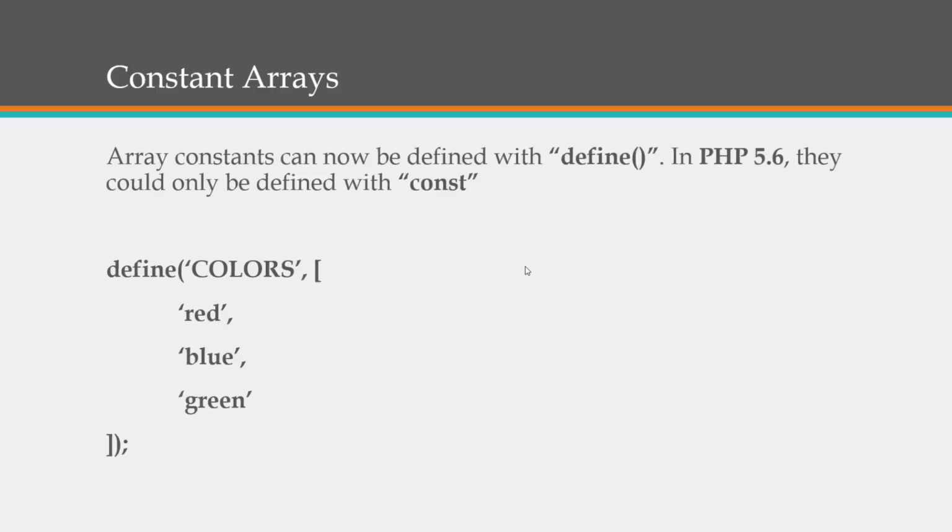Constant arrays. Array constants can now be defined using the define function. In PHP 5.6, they could only be defined with the const keyword. So this code here is now valid. We're defining an array called colors and we're setting the values.